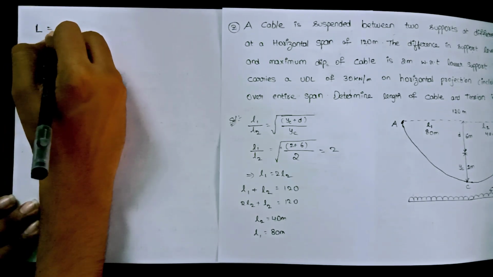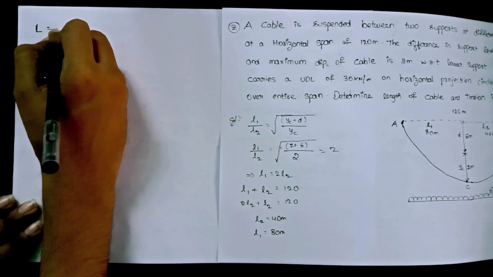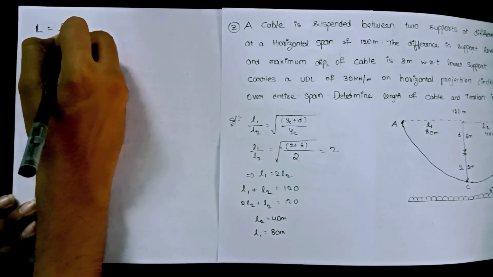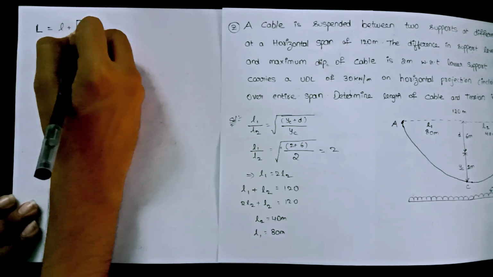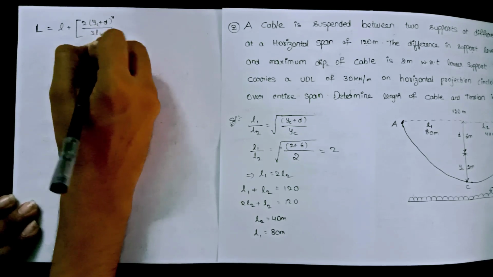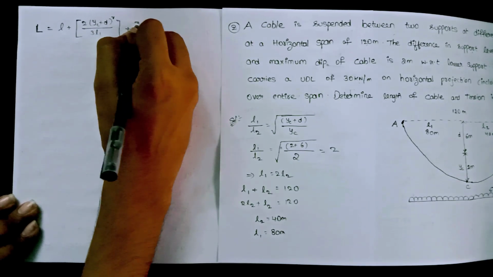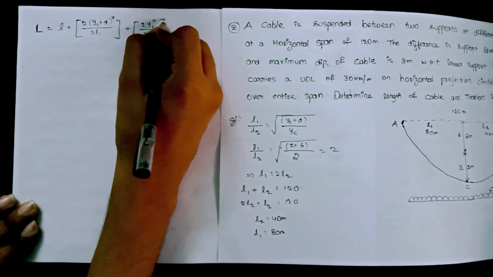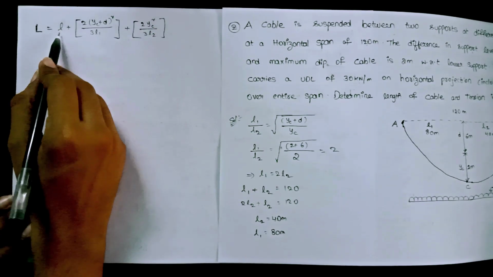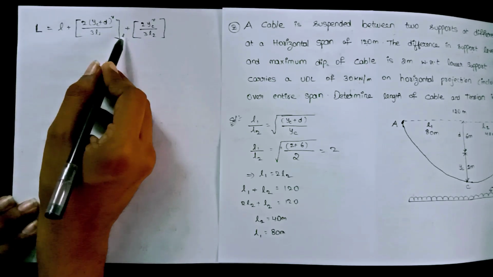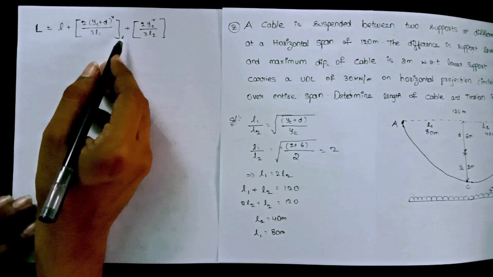There is one formula for the length of a cable when it is subjected to UDL and the supports are at different levels: L = l + 2(yc + d)² / 3l1 + 2yc² / 3l2. So all the terms are known to us: l1, l2, yc, and d are known. This is the formula used when the supports are at different levels.